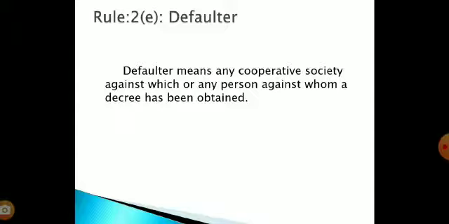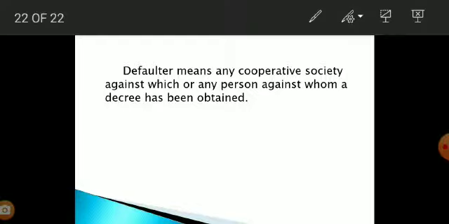Defaulter means any cooperative society against which or any person against whom a decree has been obtained.